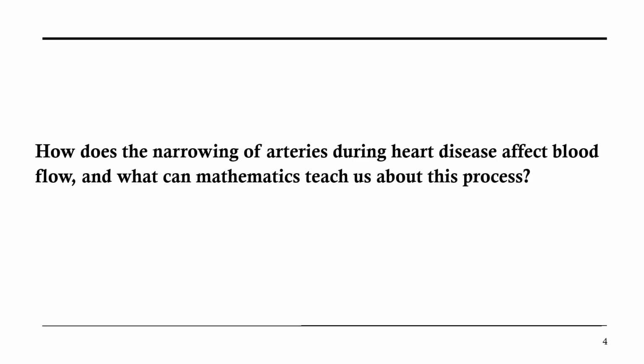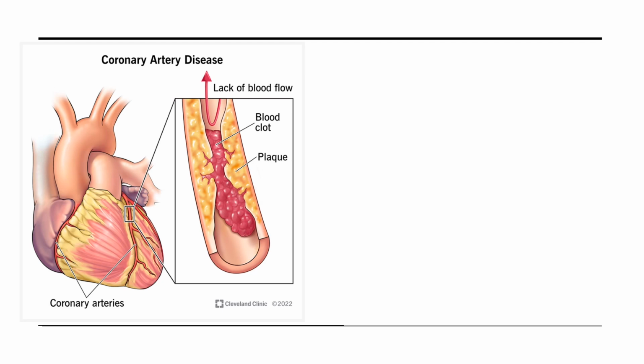So the question is, how does the narrowing of the arteries during heart disease affect the blood flow, and what can mathematics teach us about this process? Coronary artery stenosis is a narrowing of the blood vessels that supply oxygen to the heart. It reduces blood flow, which causes chest pain or leads to heart attack in severe cases. It is often caused by a buildup of fatty deposits or plaque in the arteries.